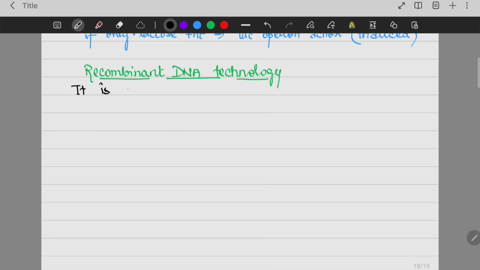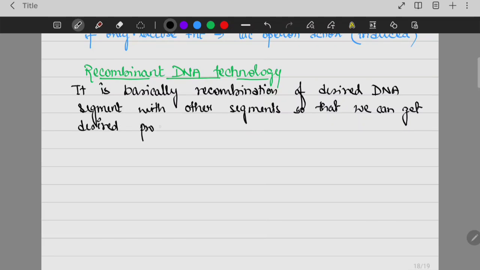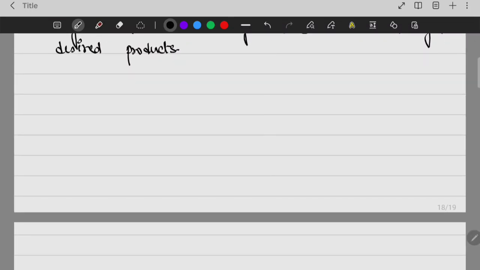It is basically recombination of desired DNA segments with other segments so that we can get desired products. Okay. So there are different steps in the recombinant DNA technology. Okay, and different enzymes and different processes are taking place in this technology.